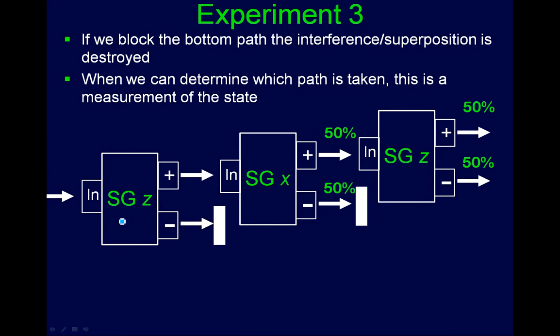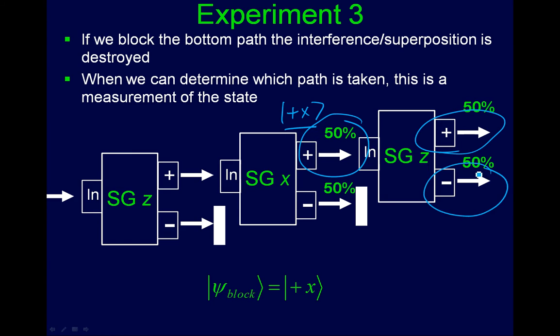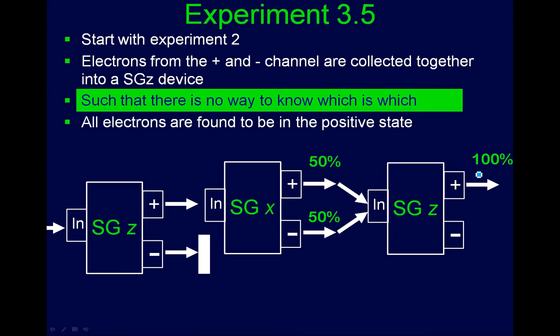And this is going to help us explain this last experiment from last time that was confusing to a lot of us. In the one case, if I block off the bottom path here, what I'm doing is collapsing the state function. So I'm basically forcing the particles coming into the final SGZ device to be positive X. And if they're positive X, it's very easy to calculate. Half will be spin up, half will be spin down if they go through the Z machine.